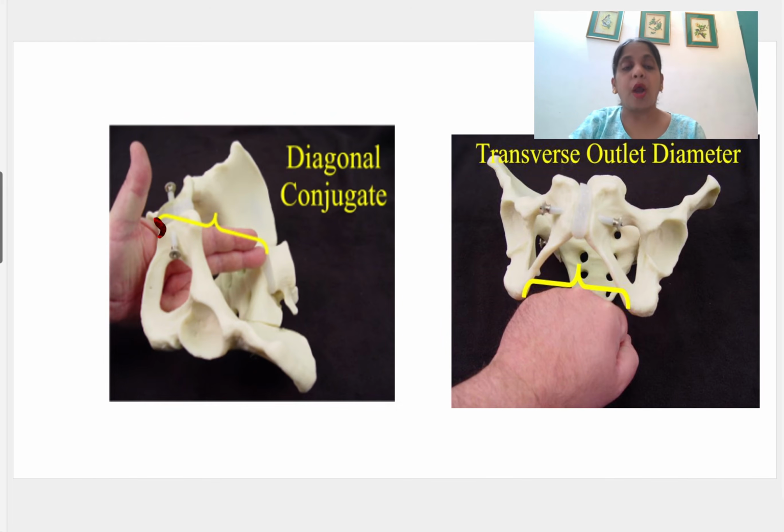Now, how do we measure the interspinous diameter? See here in the camera, we put the finger inside the pelvis and do it like this, and then we feel both the ischial spines.